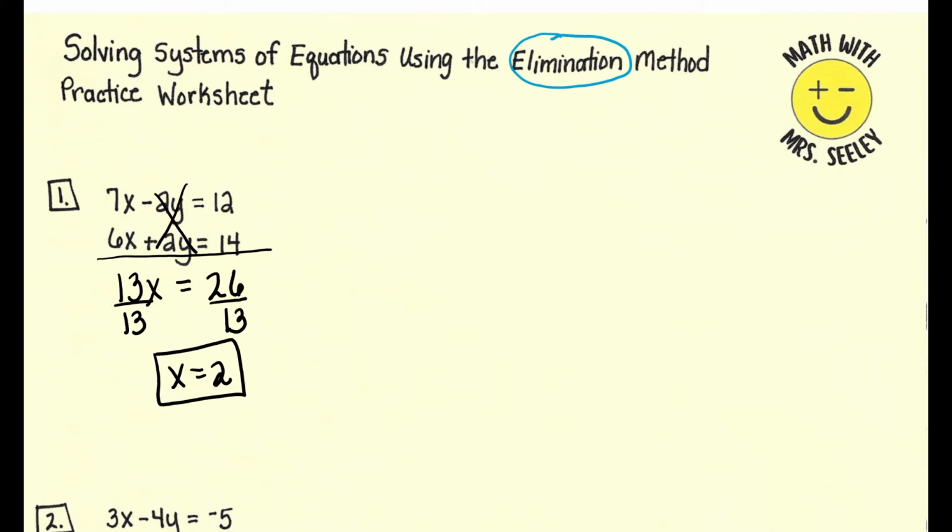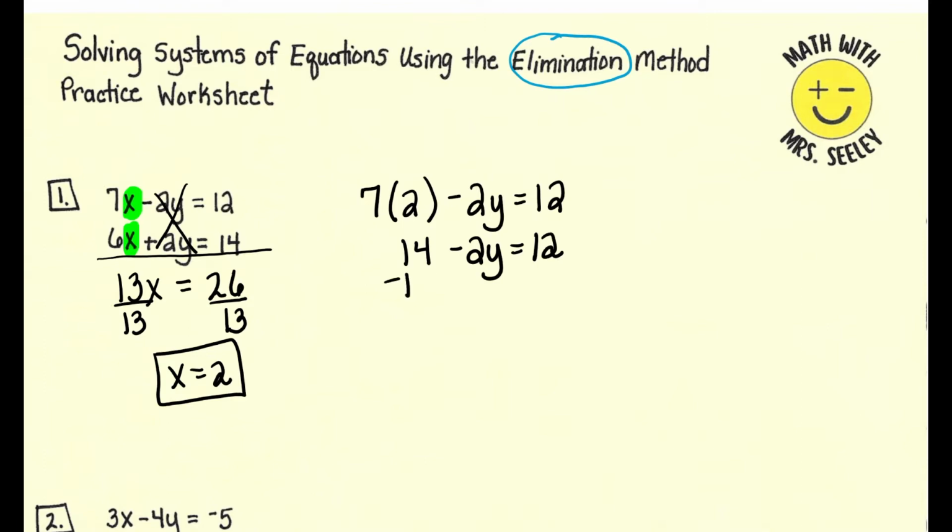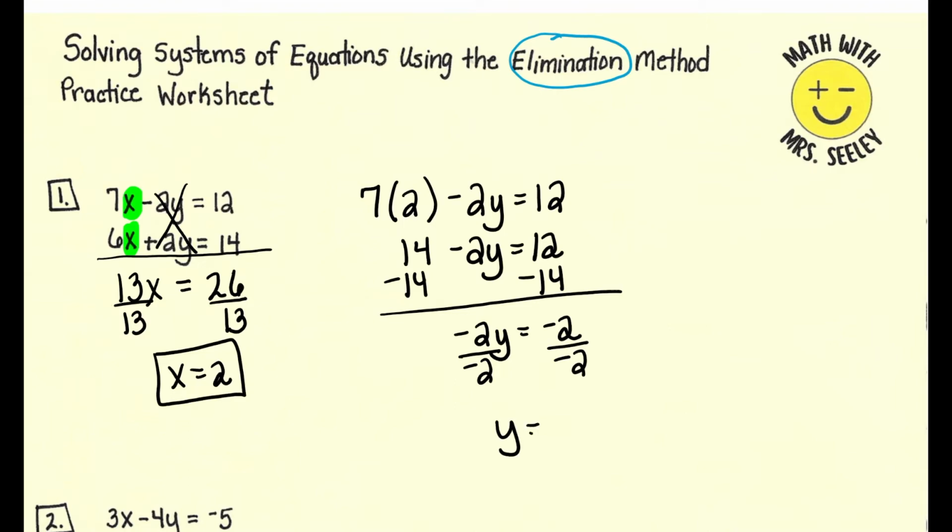Once you get the first answer, you're going to take that answer and plug it back into one of the original equations. So I'm going to go to that top equation. And so I'll say 7, but where the x is, I'm going to put the 2 that I just solved for. Minus 2y is equal to 12. So 14 minus 2y is equal to 12. Subtract 14 from both sides. So negative 2y is equal to negative 2. Divide by that negative 2, and y is equal to positive 1.